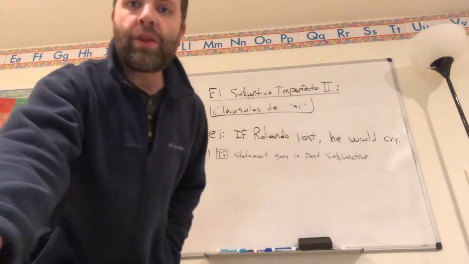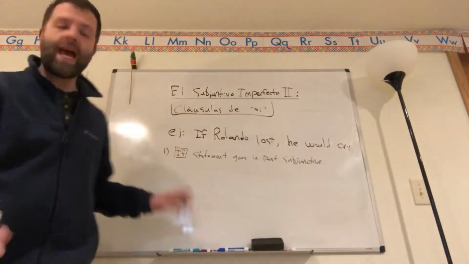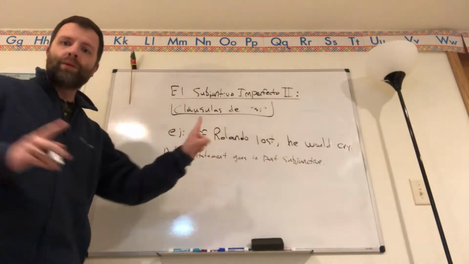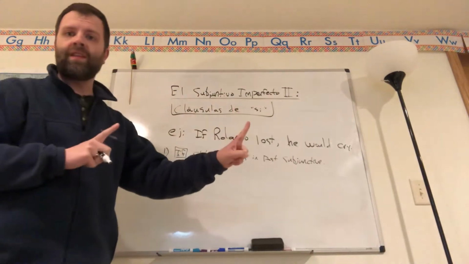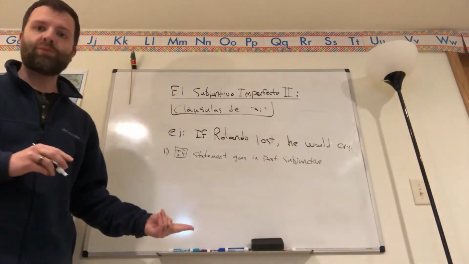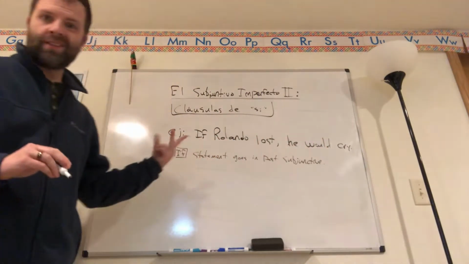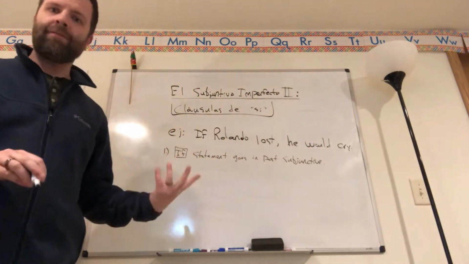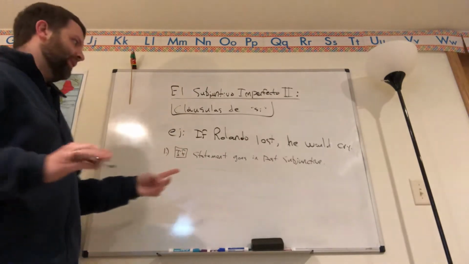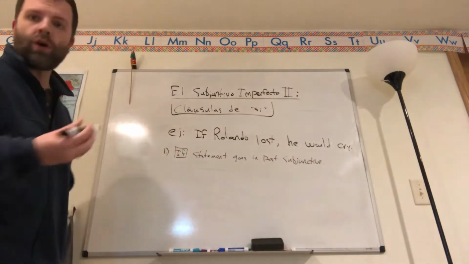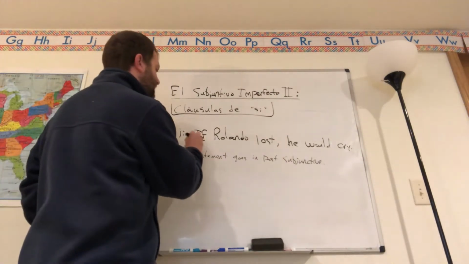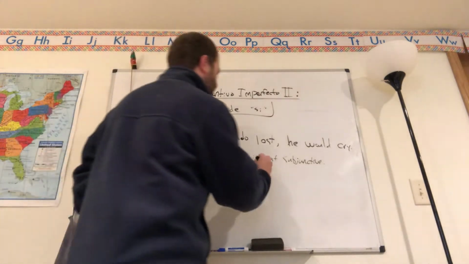Notice I didn't say the first statement. The first statement happens to be the if statement here, but you can reverse both of these clauses pretty easily. I can say if Rolando lost, he would cry, or I could say Rolando would cry if he lost. See? Entonces, it's not necessarily the first clause, it's the clause that contains if that is going to be in past subjunctive.